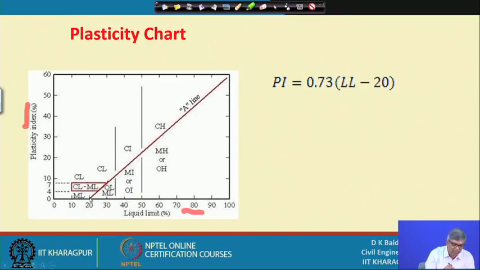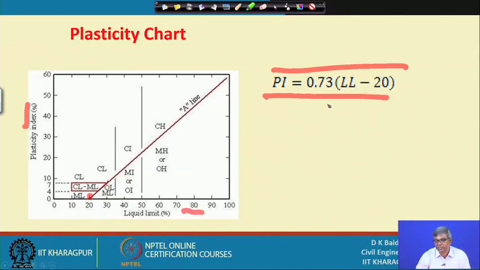This line starts from 20 and the equation of this line is PI equal to 0.73 times (liquid limit minus 20). Suppose for a particular soil you have calculated the liquid limit as 35 and the plastic limit as 20, then the plasticity index becomes 15. So, liquid limit is 35 somewhere here, and 15 somewhere here, that means the soil point comes somewhere here.